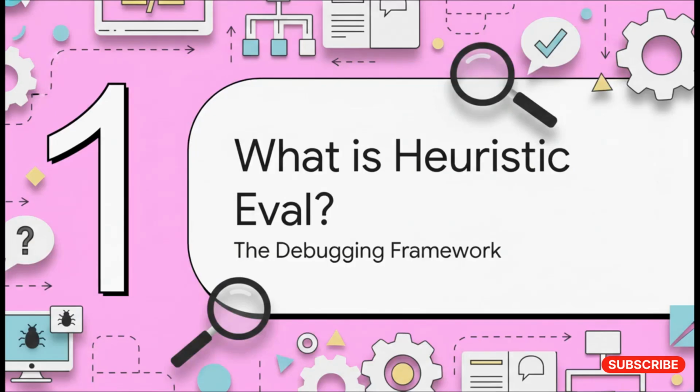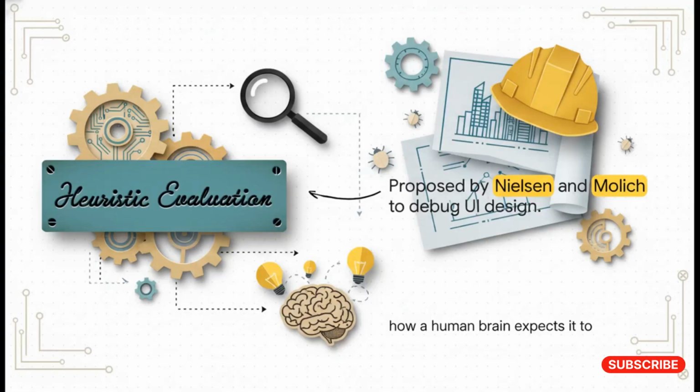What is heuristic evaluation? The debugging framework. So, at its core, heuristic evaluation is basically an expert review process. It was proposed by Jakob Nielsen and Rolf Molich, and it's a method used to, quite literally, debug a user interface design. Think of it like a safety inspection for a building, but for software.